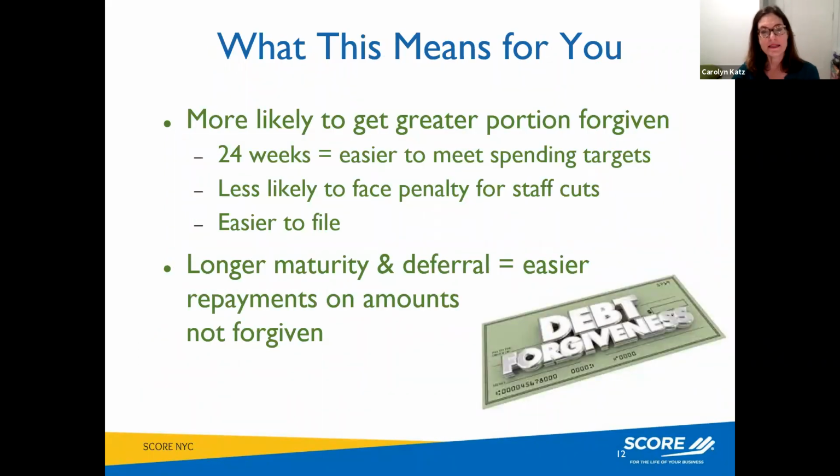Okay, so what does this mean? You are much more likely to get a greater portion of your PPP forgiven than you were originally. As I said, it's easier to meet the spending targets in 24 weeks. You're less likely to face a penalty for staff cuts. It's easier to file. And the longer maturity and the deferral period, which we'll talk about, make it easier to repay any amounts that aren't forgiven.